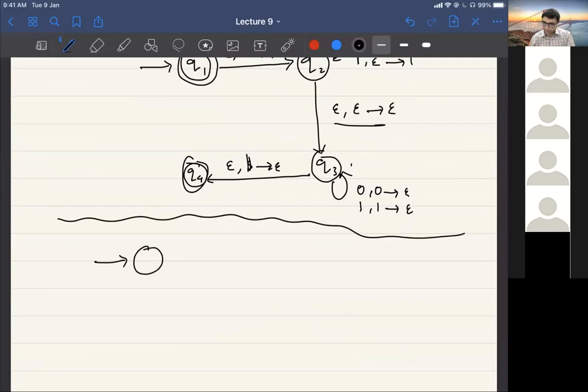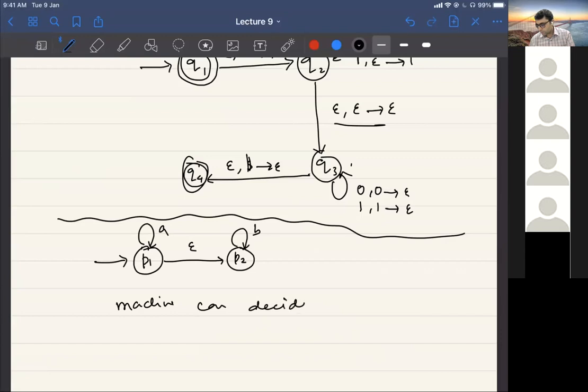Suppose there is some state here, and it says that when it reads A, it stays here, and in an empty transition it goes here and it reads B. What does it mean? If it reads A, it can stay in the same state, but it can also go to the next state. So this empty transition means that whatever the input string is, the machine can stay here, let's say P1, and this is P2. So the machine can decide to stay in P1, or it can move to P2, right?